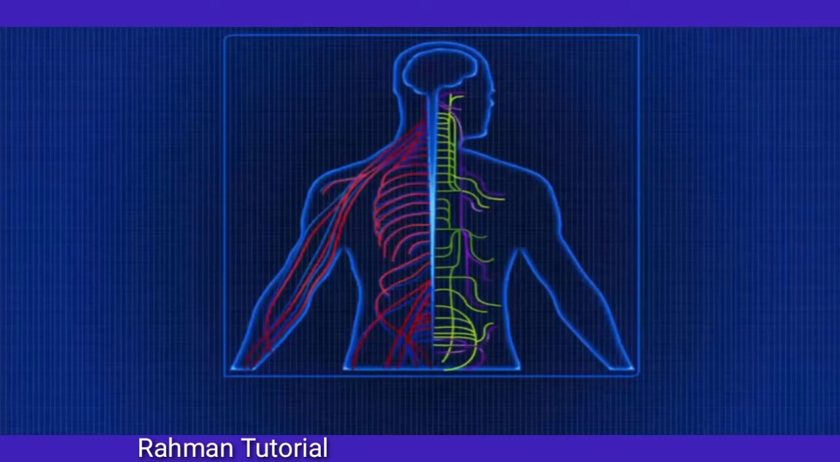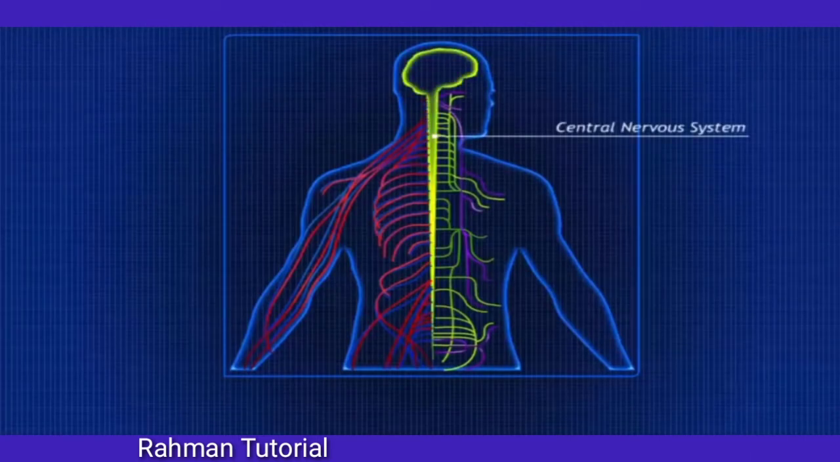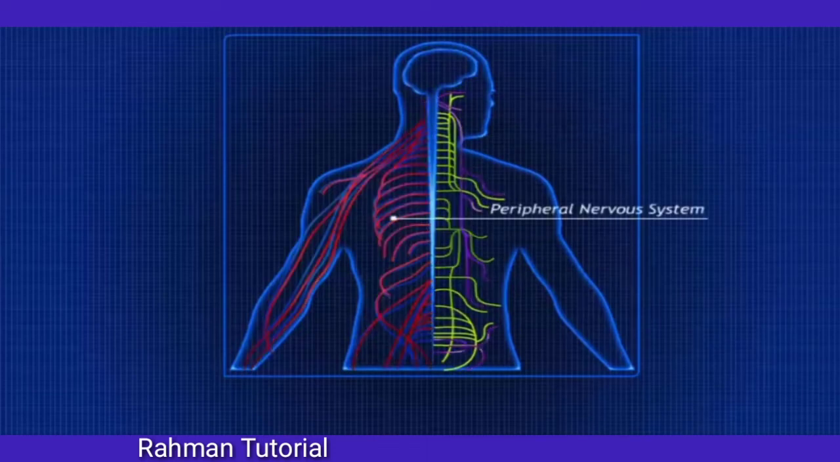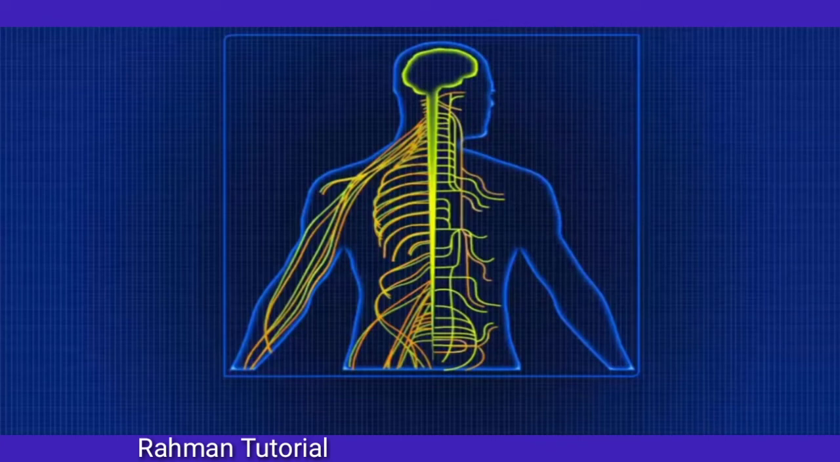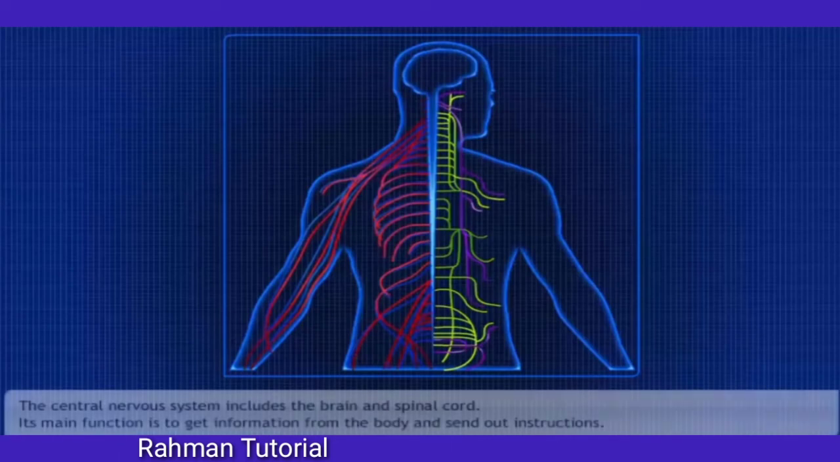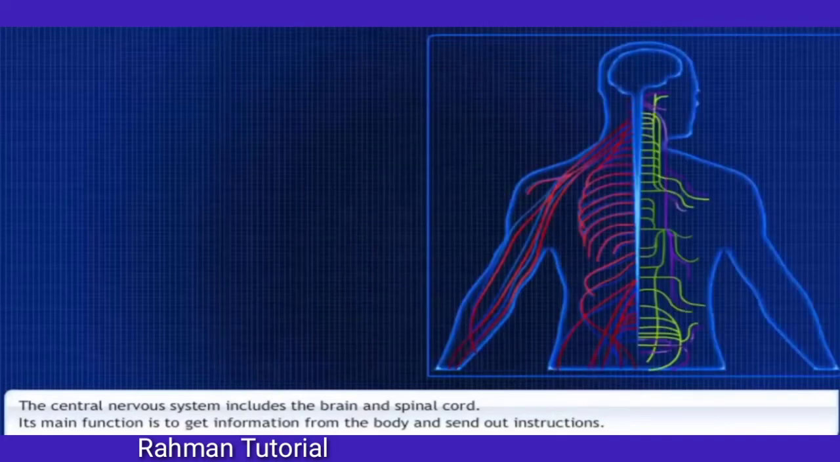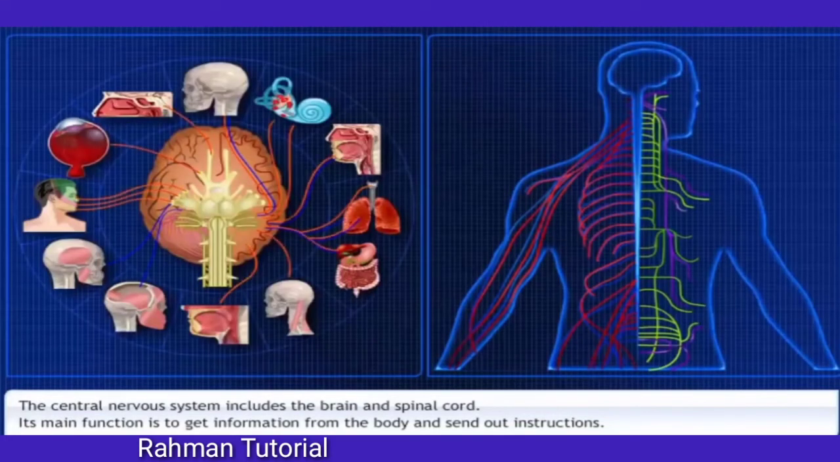The nervous system is divided into two systems, the central nervous system and the peripheral nervous system. Both these systems are connected and function together. The central nervous system includes the brain and spinal cord. Its main function is to get information from the body and send out instructions.